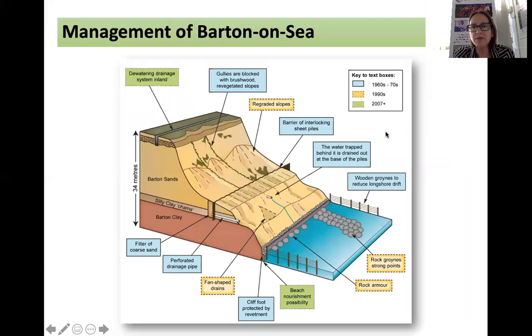And you can see some of those management techniques. Again, take a screenshot of this image. It shows you those that happened in the 1960s and 70s, those that were started in the 1990s, and what's happened since in the turn of this century.